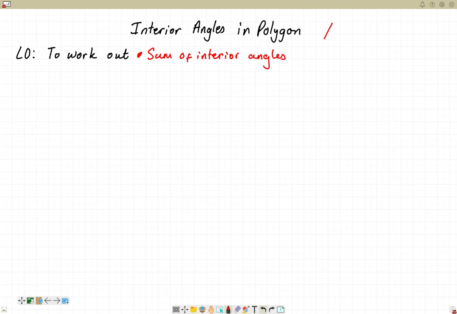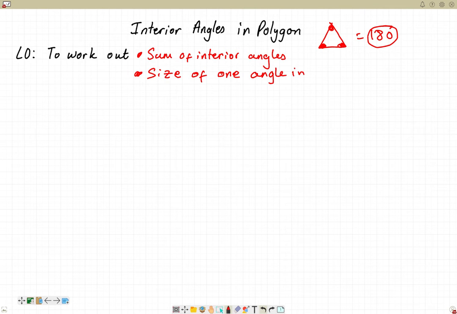So for example, if you have a triangle, the sum of the interior angles is all the angles added up together, which is 180. Okay, but what about for a square, pentagon, hexagon, octagon, decagon, and so on? So we're going to work that out today. Also, the size of one angle in a regular polygon.